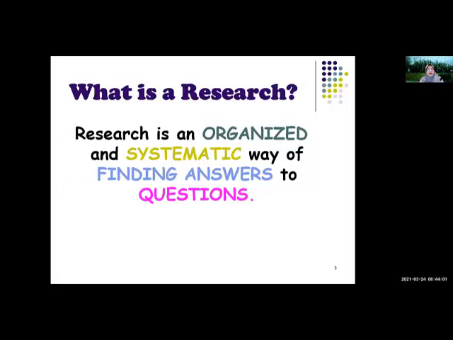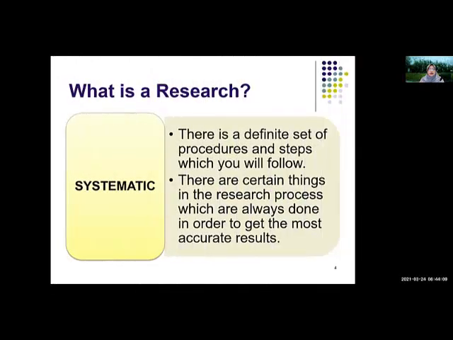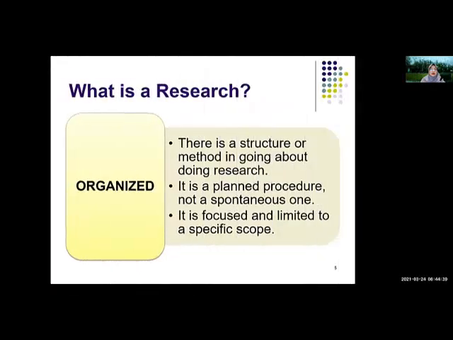What is research? Research is an organized and systematic way of finding answers to questions. What is systematic? There is a definite set of procedures and steps which you will follow. There are certain things in the research process which are always done in order to get the most accurate results. In organized, there is a structure or method in going about doing research. It is a planned procedure, not a spontaneous one. It is focused and limited to a specific scope.